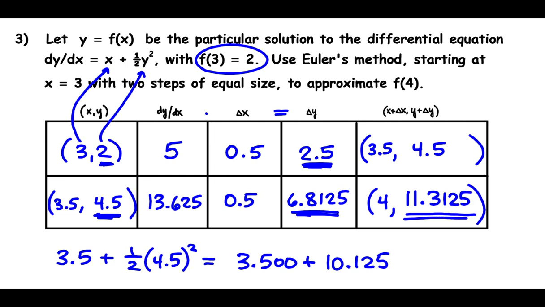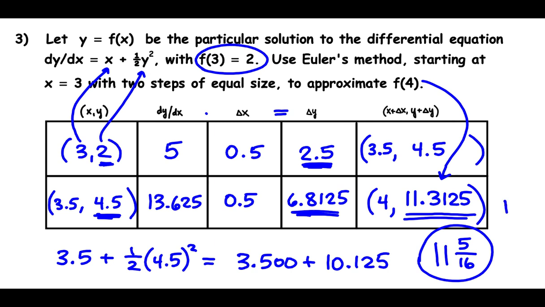So f of 4 is approximately 11.3125. By the way, that happens to be 11 and 5/16 as well, if you want to write it as a mixed fraction. If you don't like mixed fractions, it's also 181/16. All of those are fantastic answers. Any one of those would be completely fine. And that's it for Euler's method.